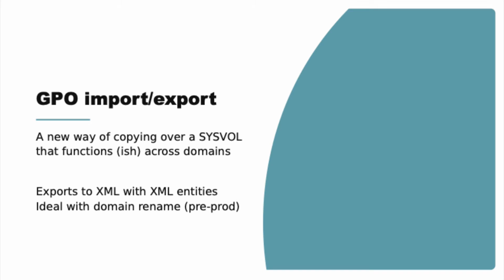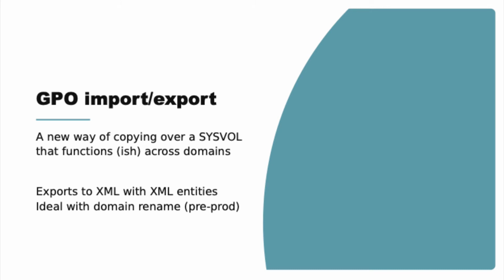So one other part of the story is the GPO import and export. It's a new way of copying over sysvol that functions across domains. It exports a set of GPOs from the sysvol to XML and XML entities, so that you can change them as you migrate over to a different domain. And it fits in with the domain rename, where if you have a backup and you restore it into a renamed environment, you can also back up the GPOs and then restore them into there and have everything still just work.